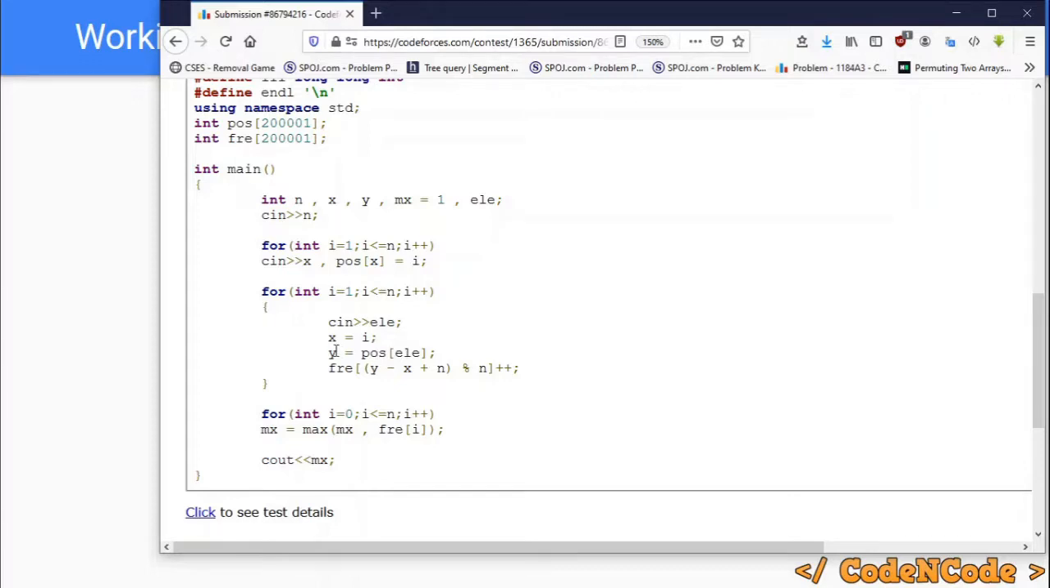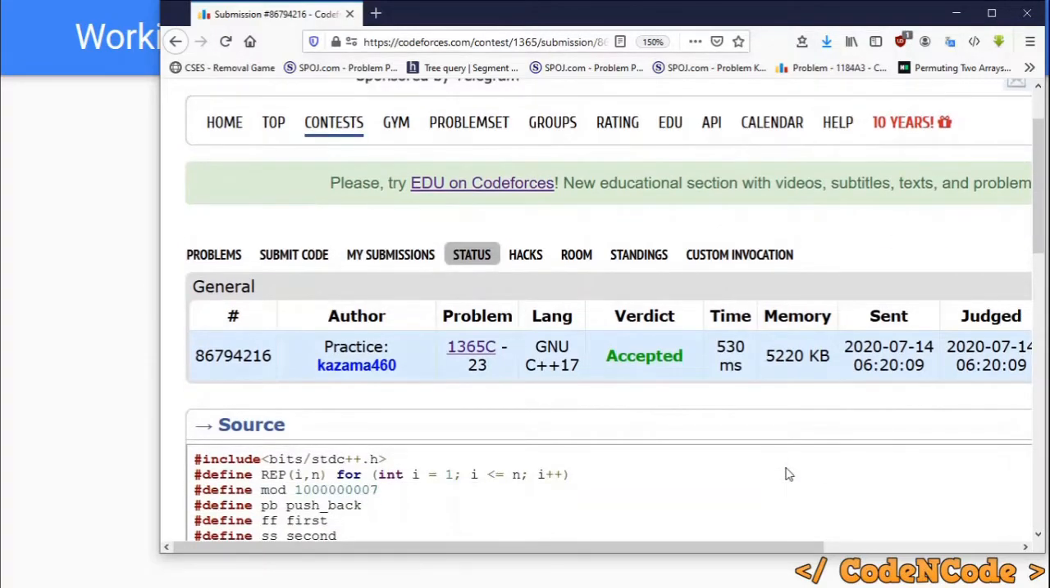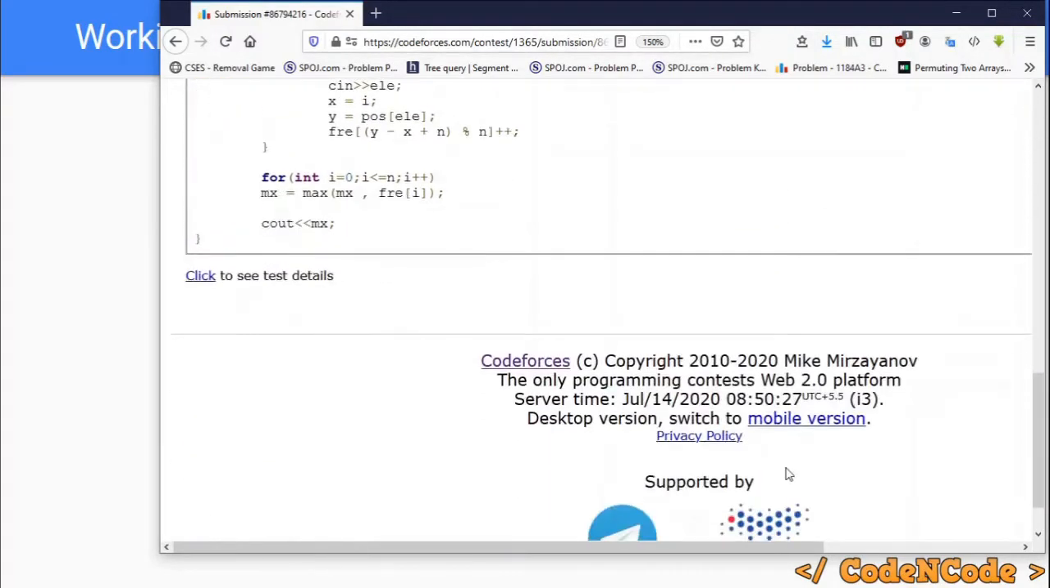So y is the final position, x is the current position, so the number of cyclic shifts is final position minus current position plus n, modulo n. And now at this index in the frequency array we are incrementing, and then the maximum is initialized with 1, and in the frequency array from 0 to n, we are counting the maximum frequency and then printing the maximum frequency. And this is the problem that you will be solving. So this is how we solve this problem.